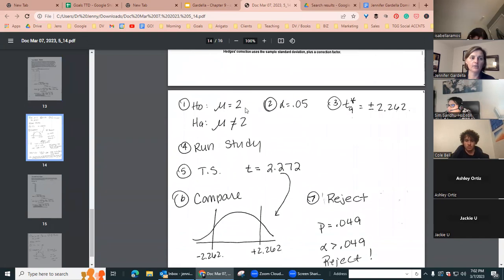H sub 0, mu equals 2. This says that they're all going to return it within 2 days. H sub A, mu does not equal 2. They're not going to return it in 2 days. It's going to be different. With a 2-tailed test, you don't know which way it's going.